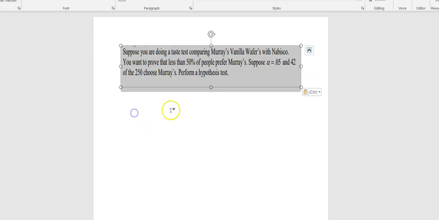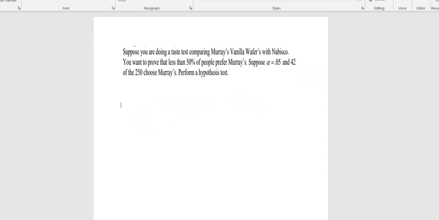Let's start with our alternate hypothesis. Since we want to prove that less than 50% prefer, we want P to be less than 50%, or 0.5. And then our null is going to be that same thing, but with an equal sign. So P equals 0.5.